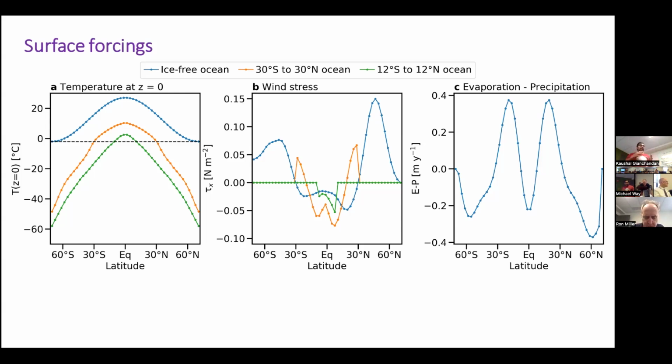To understand our results better, we also carried out an ice-free ocean simulation. And in that case, we prescribed an evaporation or a precipitation profile. But in the ice-covered cases, you do not see an E minus P profile because, as I told you, the evaporation is simply balancing for whatever melting is happening under the ice.